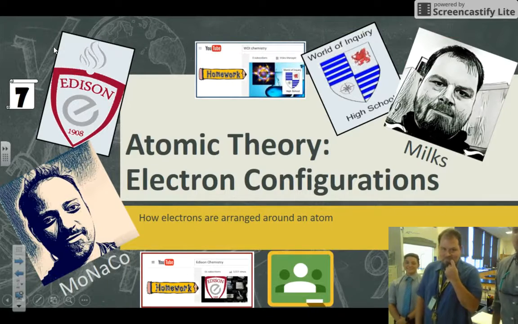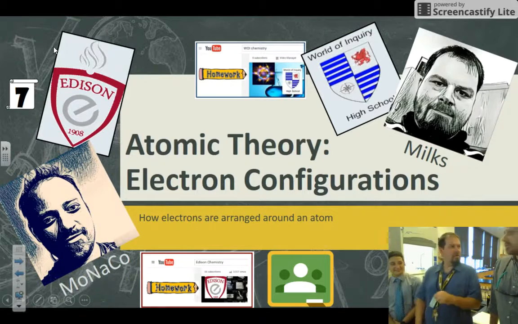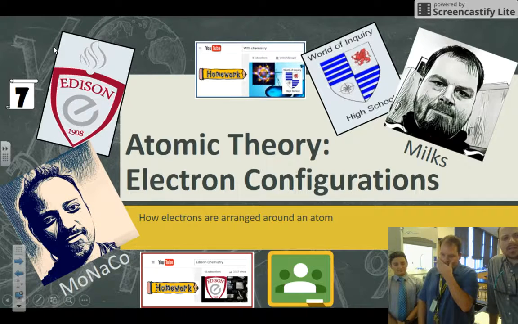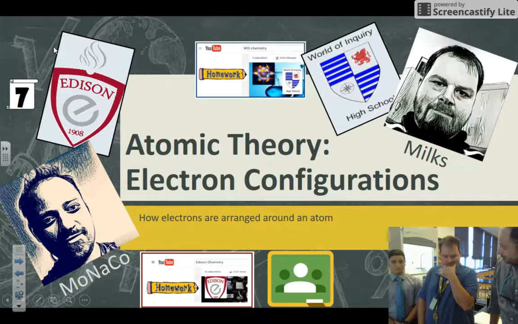Electron configuration. Oh, good. This is part of the tile on our periodic table. Absolutely. How these electrons are arranged around an atom is kind of a big deal. True, and I need to know how many of them there are and where they all are.